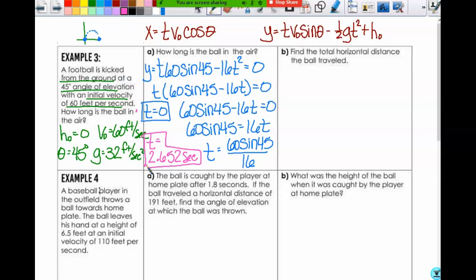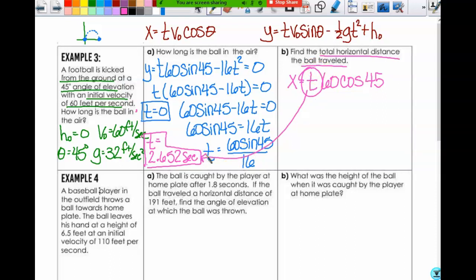All right, so then it says to find the total horizontal distance the ball traveled. So the total distance is going to happen in 2.652 seconds. This is horizontal. So I'm going to get x equals t times my initial velocity, which is 60, times the cosine of the angle, which is 45. And I wrote t instead of the 2.652 because I'm not typing that back in. This I'm going to get from here.